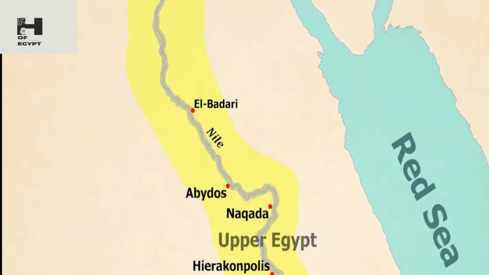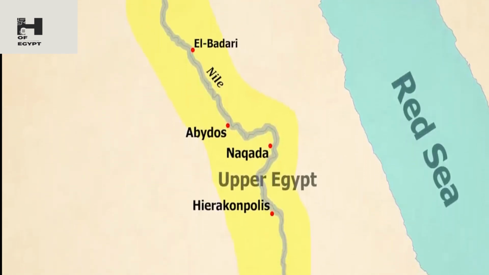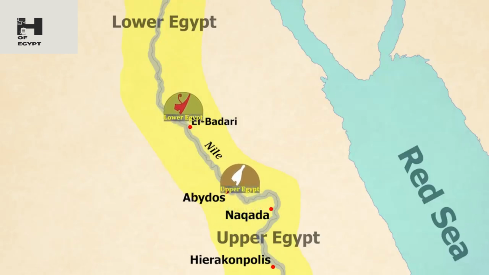However, this unity was short-lived as the south eventually separated from the north, leading to Egypt being divided into two kingdoms, each with its political and religious centers, deities, kings, and crowns. The white crown for the southern kingdom and the red crown for the northern kingdom.